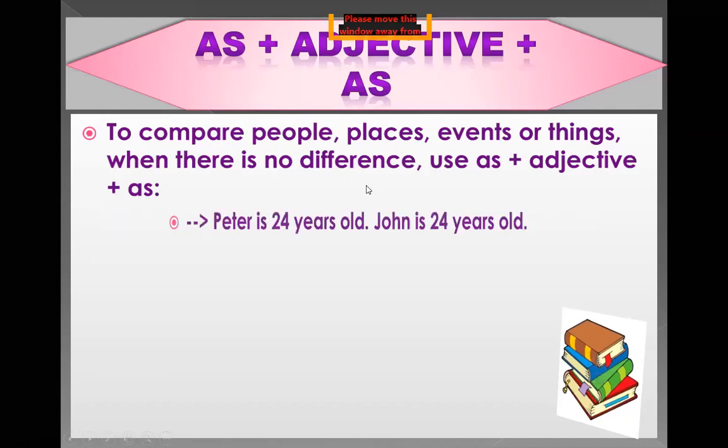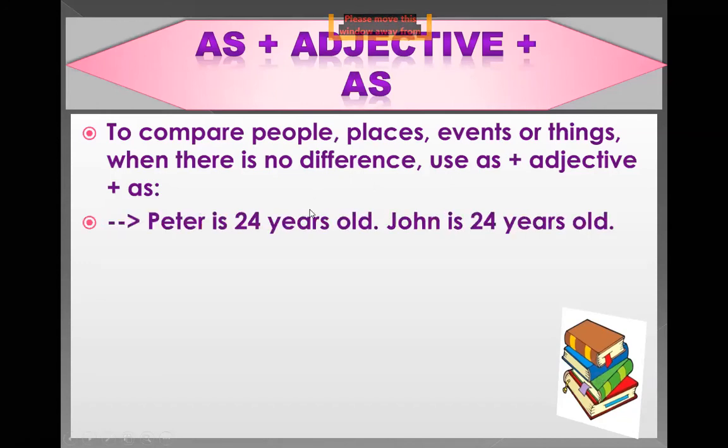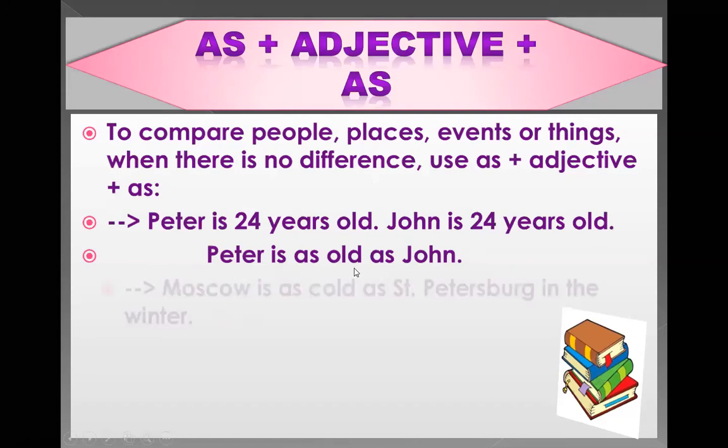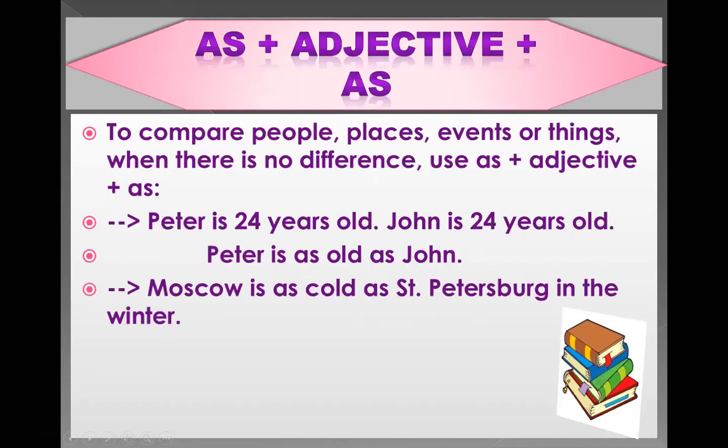Like this example, Peter is 24 years old. John is also 24 years old. How can I use as in this sentence? We can say Peter is as old as John. So we write the adjective old between as. Remember, it's bare. Bare means without er or est. Like this example, Moscow is as cold as Saint Petersburg in winter. Okay, so they are the same. There is no difference between them. So I used as plus bare adjective plus as.